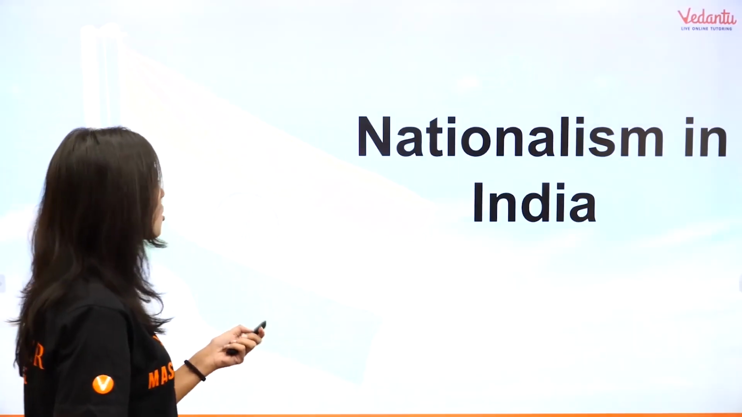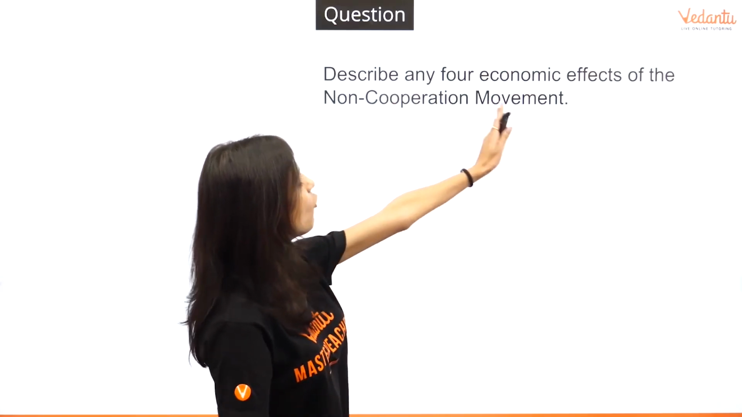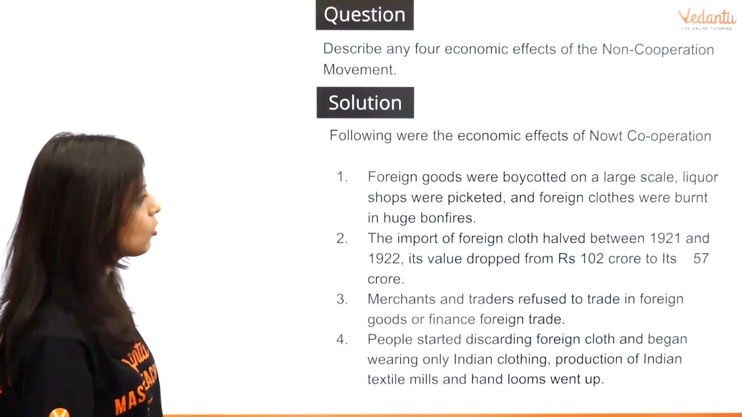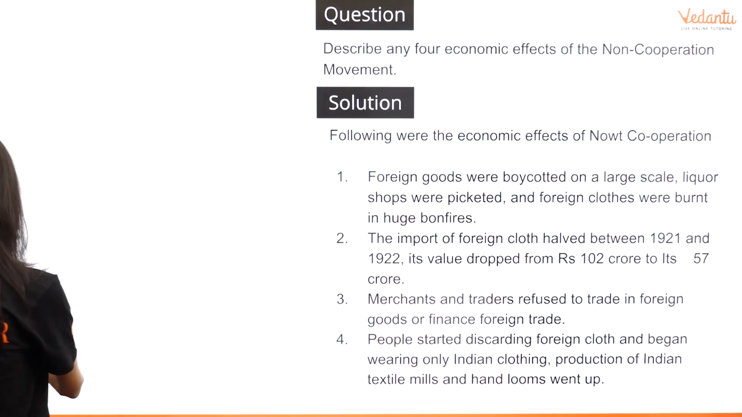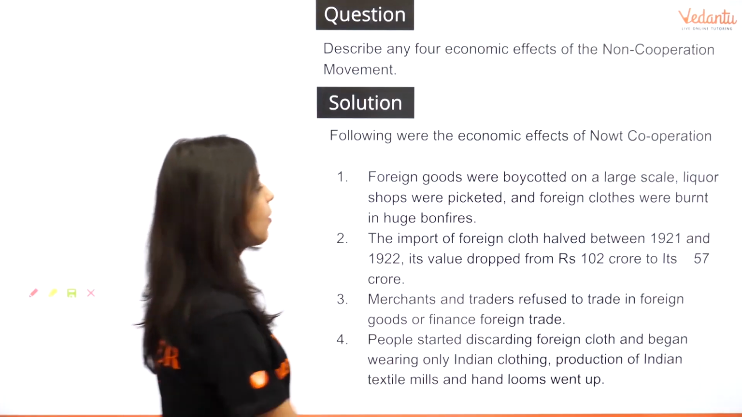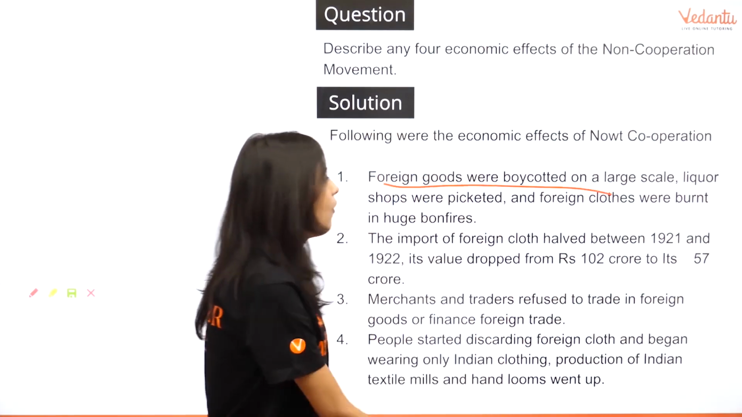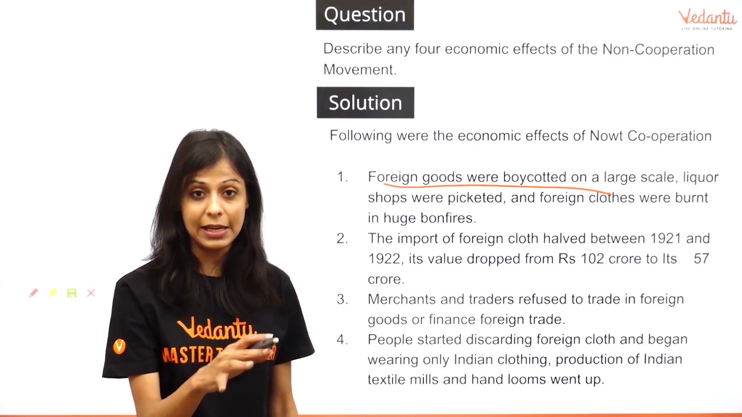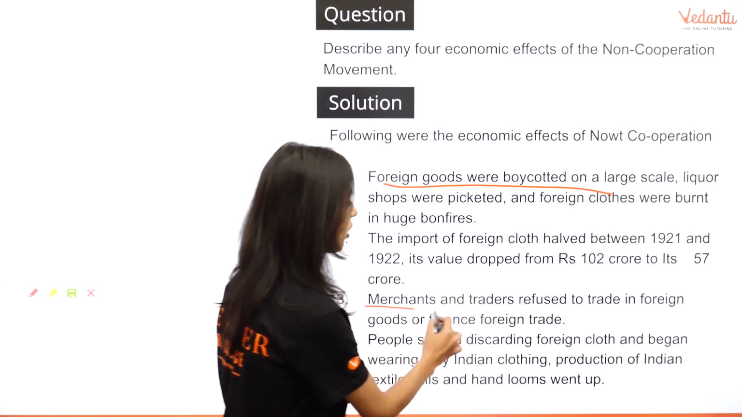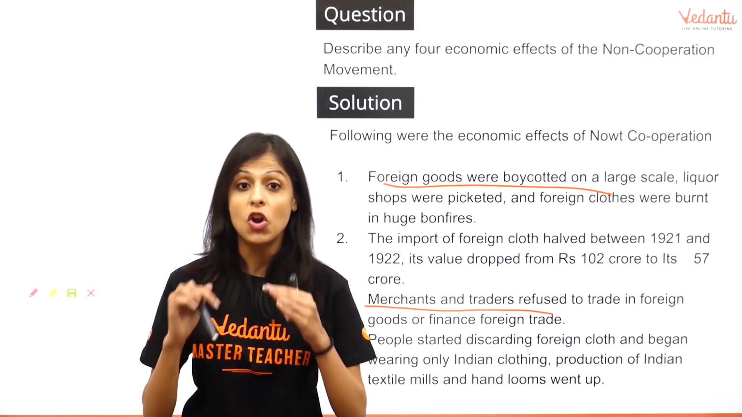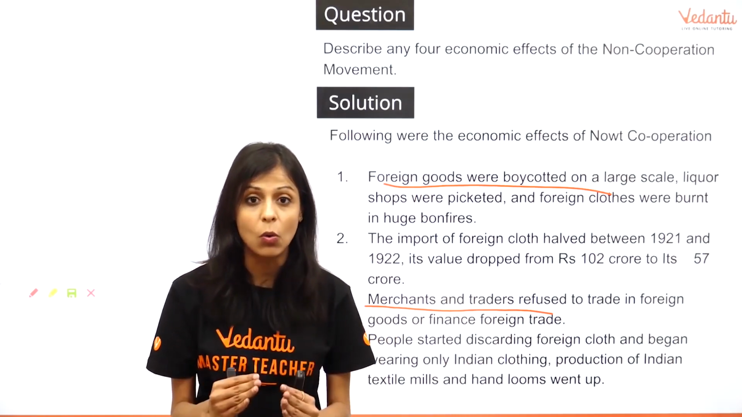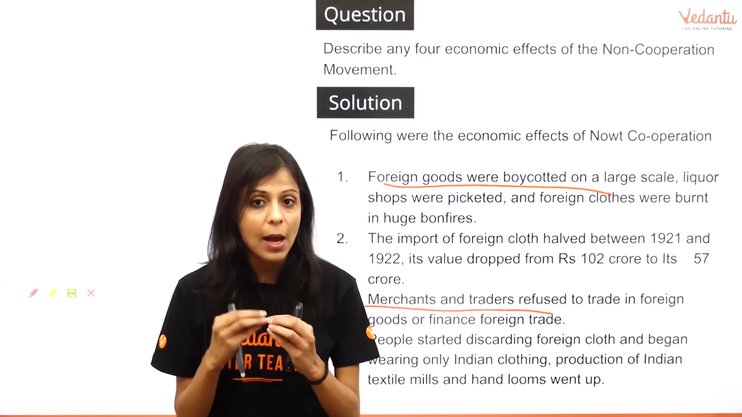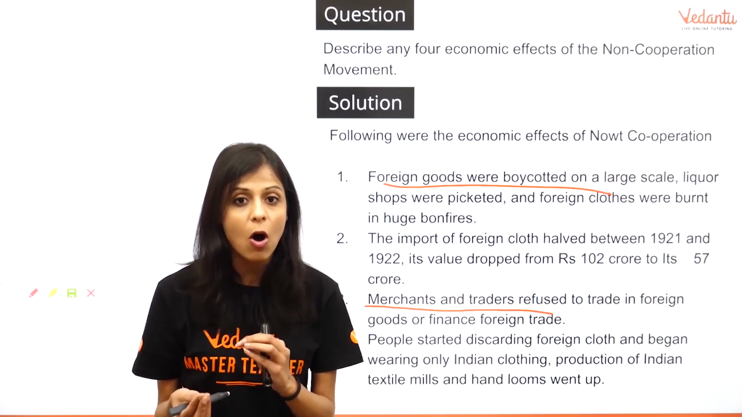Okay, so the very first question is, describe any 4 economic factors or effects of the non-cooperation movement. Like I told you, we are not going to cooperate with you. That means we're going to boycott foreign cloth. We're not going to take anything, because of which even the traders and merchants refused, saying we are not going to trade with you. And even people started coming up with their own cloth.